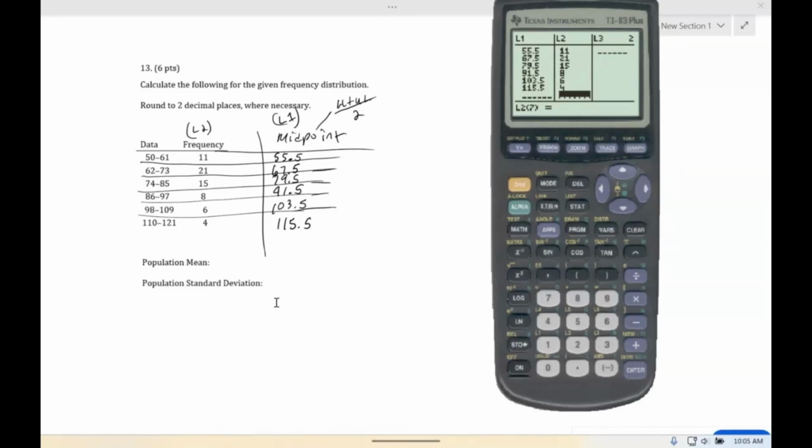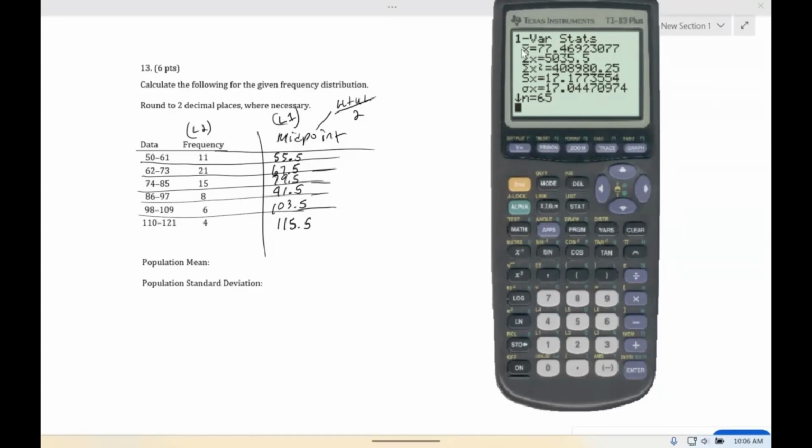Now, in order to calculate our parameters, I'm going to go back to the home screen. I'm just going to clear that out some. I'm going to go back into stat and scroll over to calculate. I want to calculate the one variable statistic, so I'm going to hit enter. Since I'm working with two lists, list one and list two, I have to tell the calculator to do so. So I'm going to recall list one by hitting second and one, comma. I'm going to recall list two by hitting the second button and the number two. And now I'm going to hit enter.